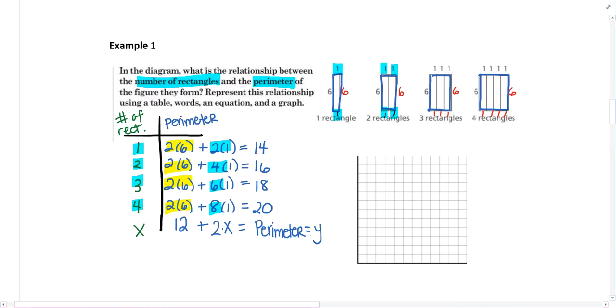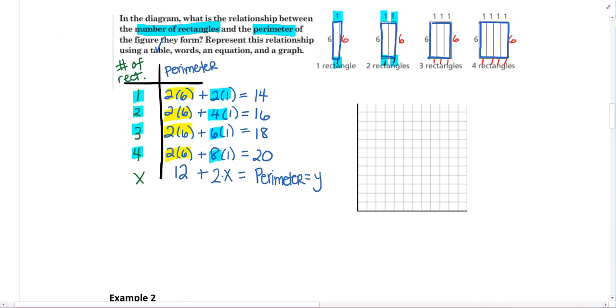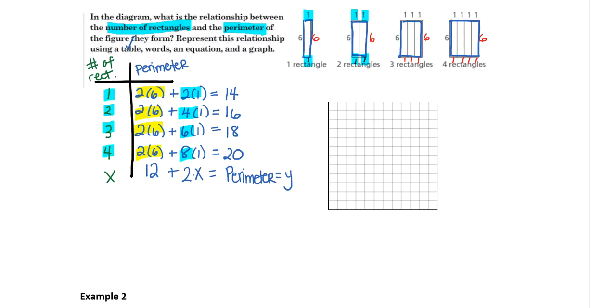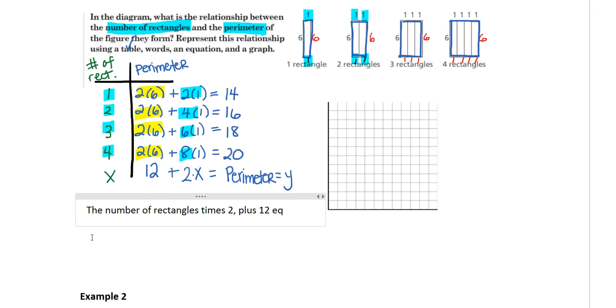All right, so let's do a graph. Or actually, we just created an equation, so let's list these off. We did the table. We need words, an equation, and a graph. So let's do words. Okay, so I think I'm going to type this. If it'll let me. There we go. So the number of rectangles times 2 plus 12 equals the perimeter.